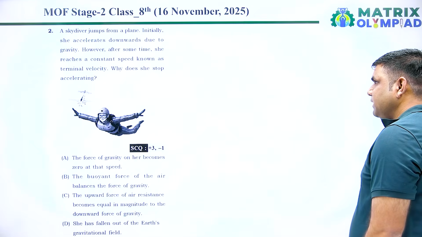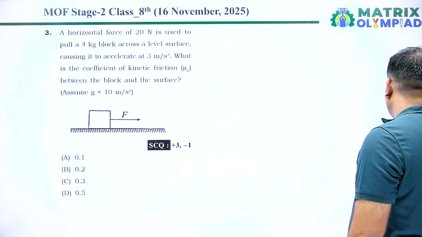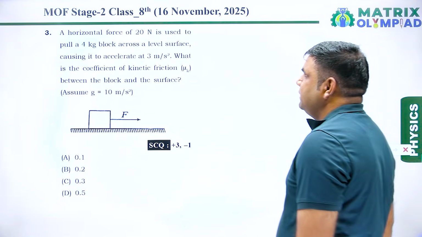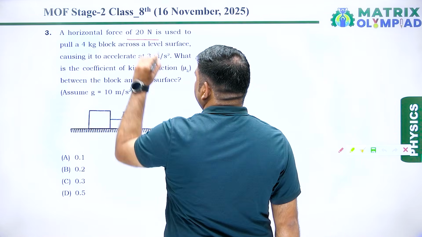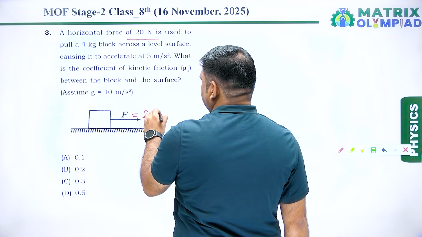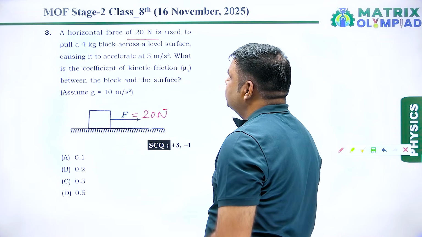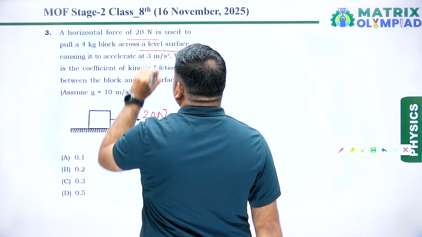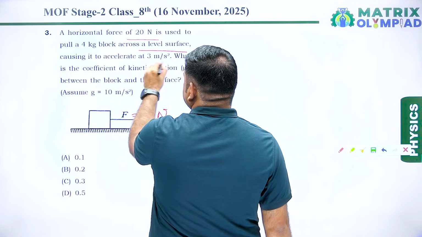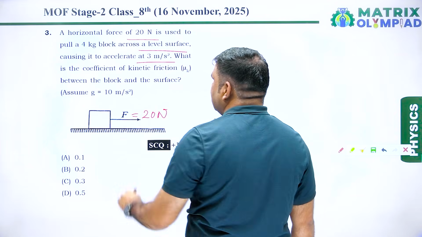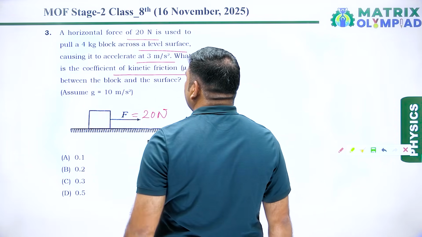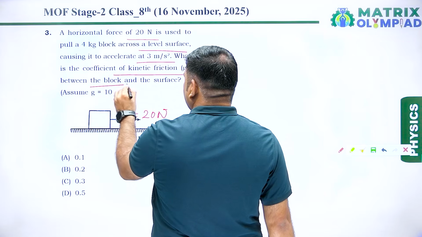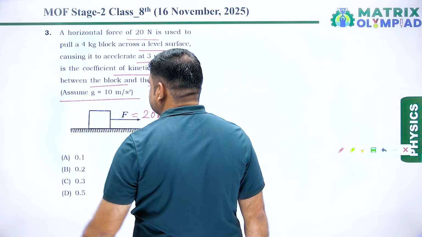Okay, let's move to the next question, that is question number 3. In question number 3, a horizontal force of 20 Newton is used to pull a 4 kg block across a level surface, causing an acceleration of 3 meter per second square. What is the coefficient of kinetic friction between the block and the surface, assuming g is 10?